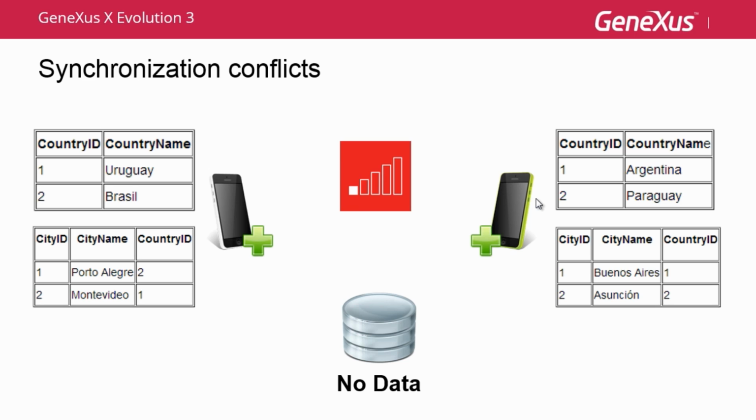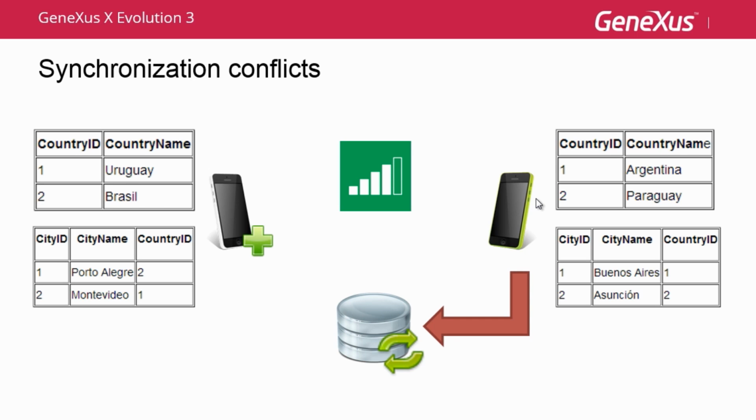As we said, device 1 does that insert of Uruguay, Brazil, and device 2 does an insert of Argentina and Paraguay in the same tables, also with tables country ID and city ID auto-numbered. What happens when those two devices are connected to the internet and must be synchronized with the centralized server database? Suppose that device 2 is the first one connected and synchronizes its data with the server. Then, it will send Argentina, Paraguay, Buenos Aires, Asunción to the server's tables.